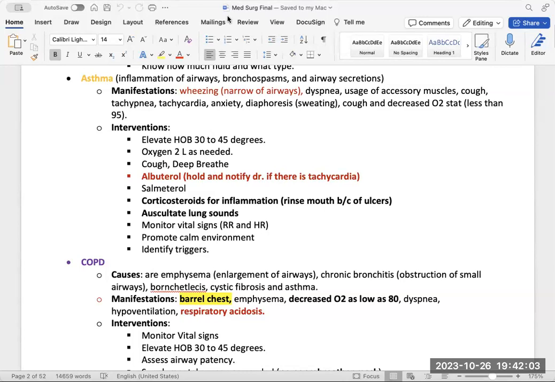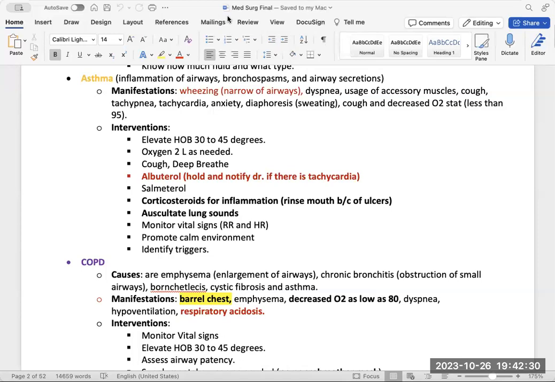Albuterol is more of our short-acting reliever medication, and salmeterol or formoterol are our long-acting examples. So it depends what we're giving it for and why. Do we need immediate bronchodilation, or are we giving something to control? Those steroids we can give for inflammation, but we have to rinse the mouth, especially if it's in inhaler form, because of the ulcerations, that oral candidiasis.